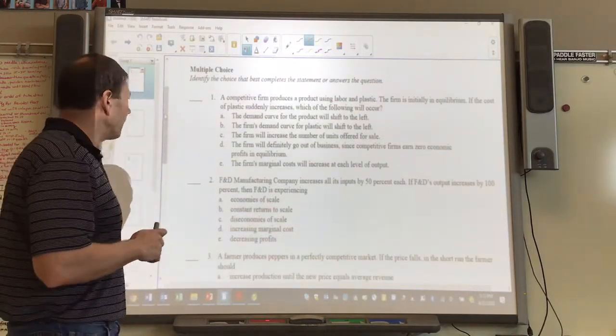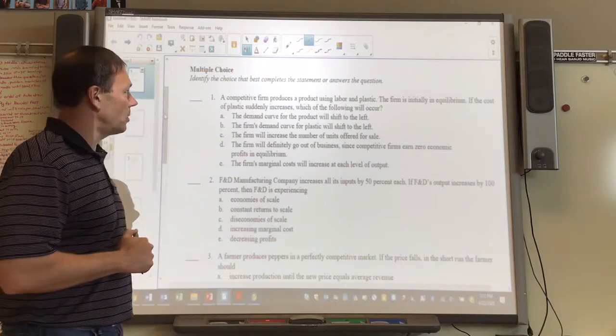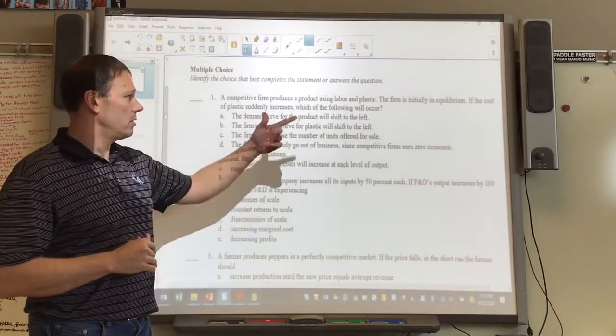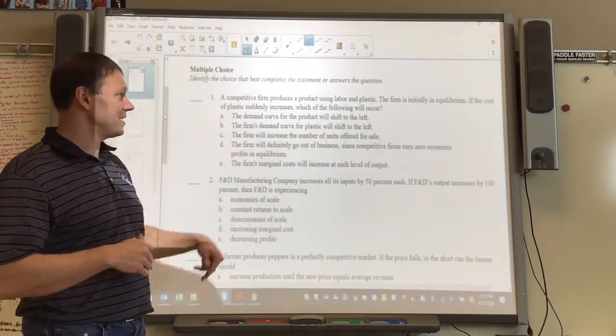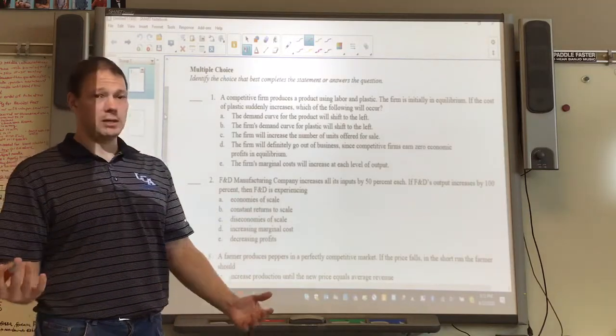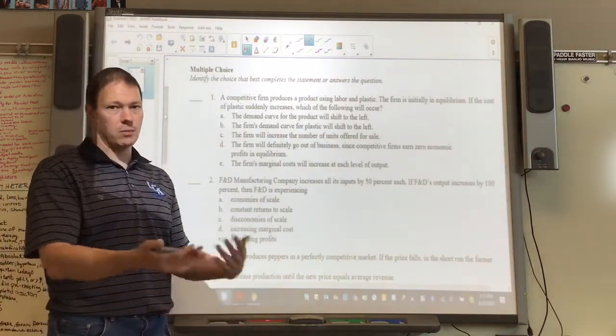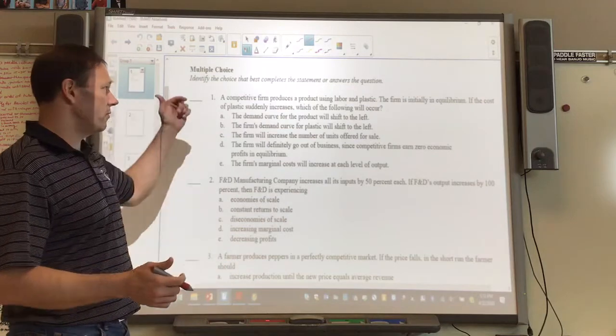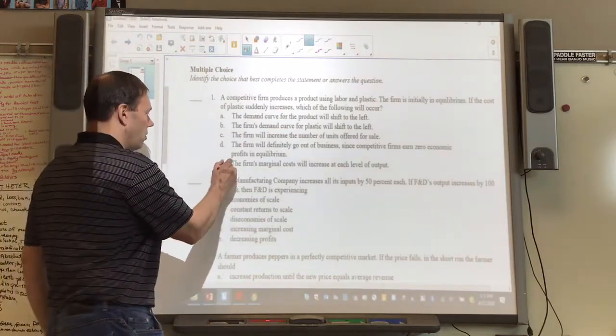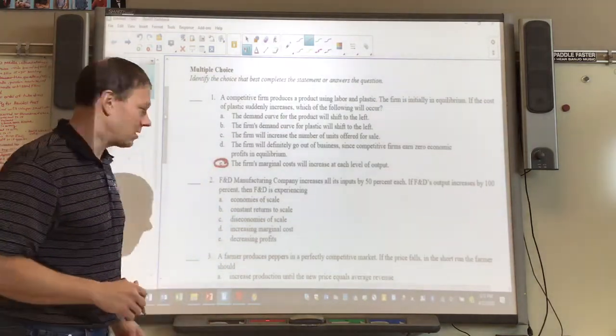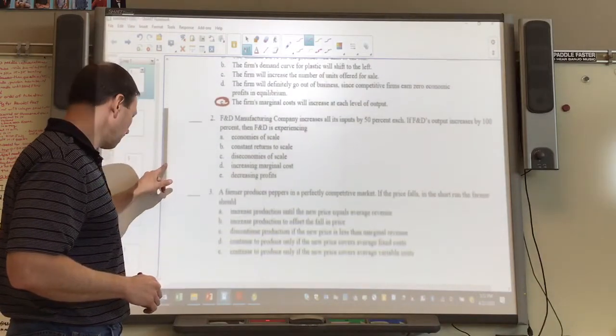So first one, a competitive firm produces a product using labor and plastic. They're in equilibrium. The cost of plastic suddenly increases. Well, plastic is a variable resource. The more you make, the more plastic you need. And so if your variable costs go up, your marginal costs are going to increase as well, which is letter E. So number one is letter E.